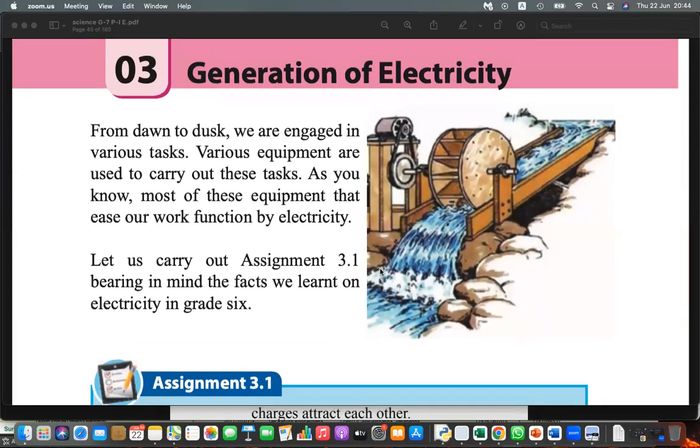Generation of electricity. Okay, here I would like to continue from the previous lesson in grade 6, where we have learned the law of conservation of mass as well as the law of conservation of energy.